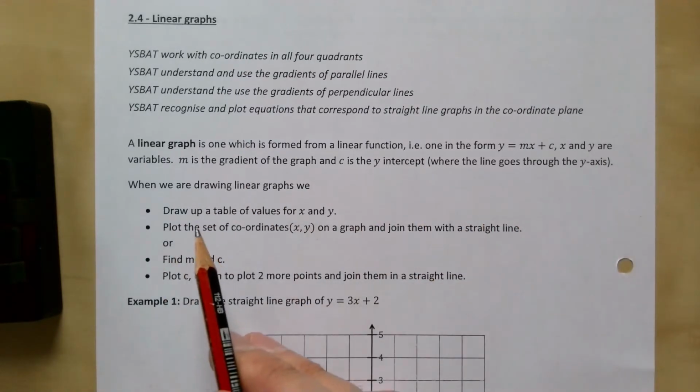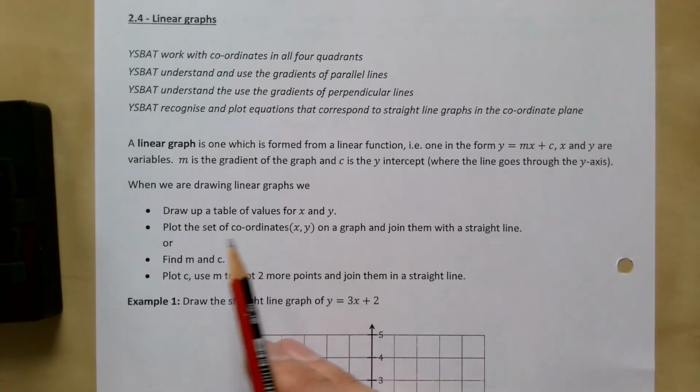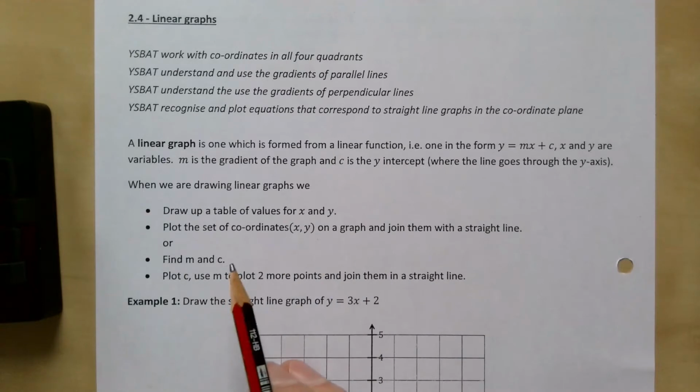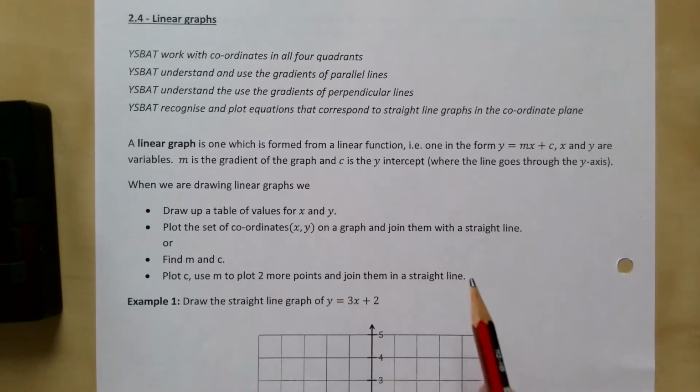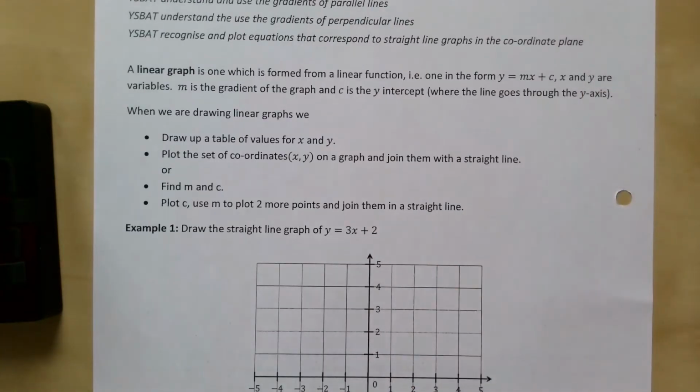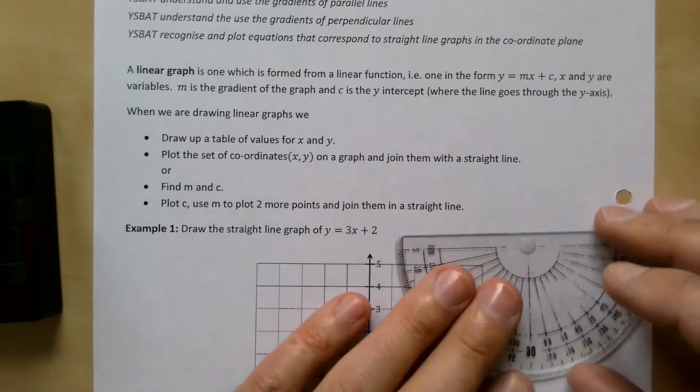When we are drawing graphs, we draw up a table for x and y, plot the set of coordinates x and y on the graph and join them with a straight line, or find m and c. Plot c, use m to plot two more points, and then join them in a straight line. So we're going to go for the table method just for this one, a wee bit more about y equals mx plus c a little bit later.